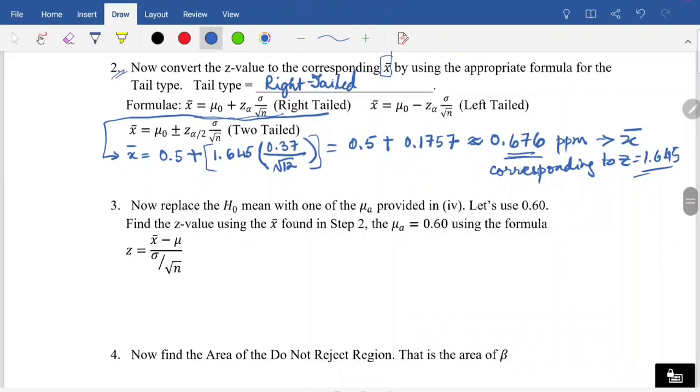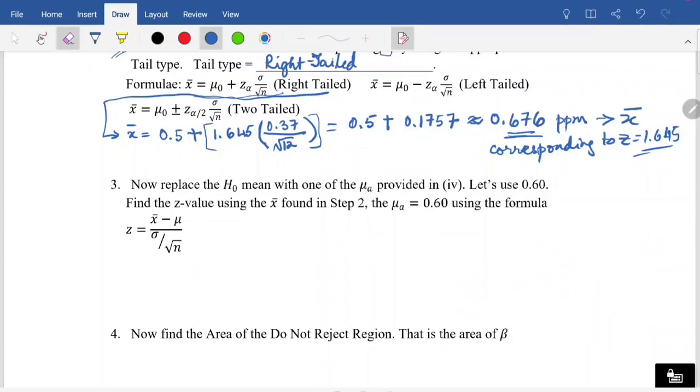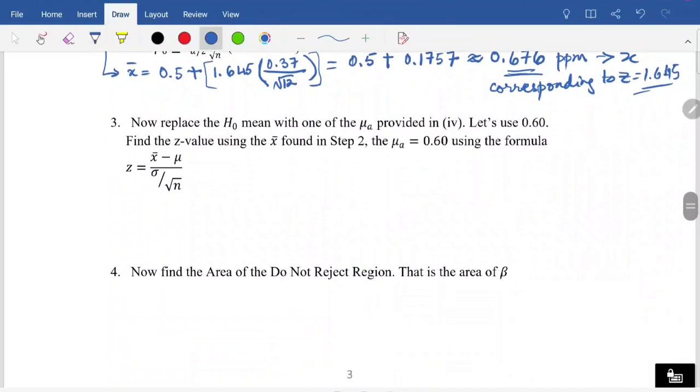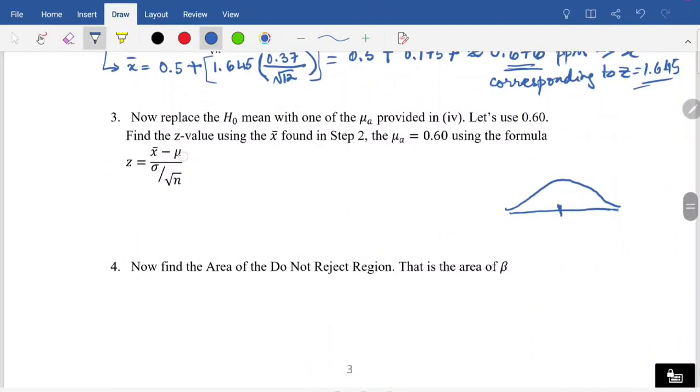Now that we have the x bar value, we have to redraw our diagram with the alternate mean. So here I'm going to again draw a figure. This time I'm going to replace my center point. Let me see how. Okay, I try to scale it the same as I did before. So this is still our normal curve, but now we are going to replace the center point with the alternate mean, which is 0.55. So this is going to be mu sub a.